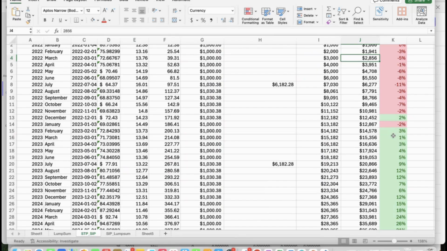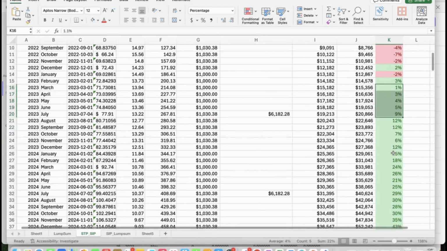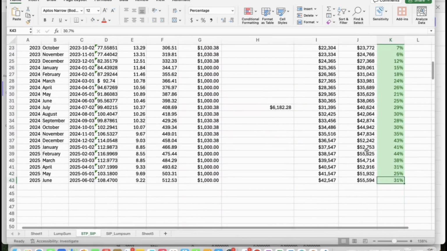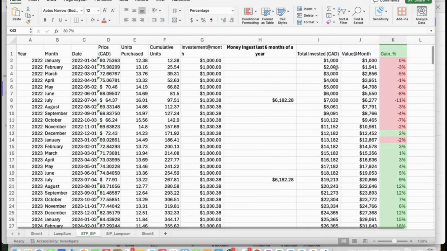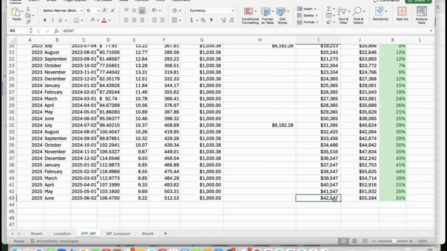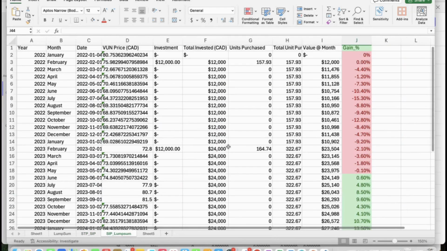You can see there, and then slowly it's 3%, 1%, 3%, 4%, and it went up really high over here till 31%. You started with only $1,000 each month, and now you are looking at a total of $42,500 investment. You're looking at $55,500, where you gained 31%. So now look at scenario two.